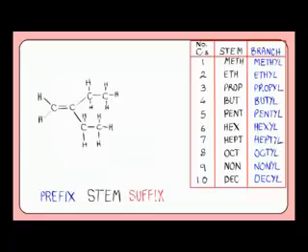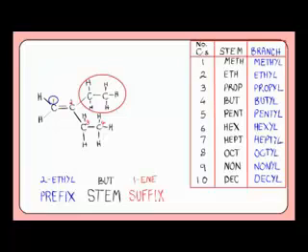Let's work through this example. The longest carbon chain is 4, so the stem is but. It has an ethyl group on position 2, which makes the prefix 2-ethyl. Now for the suffix, it has a double bond on carbon 1, so has the suffix 1-ene. Note, you state the carbon with the lowest number, so in this case you say 1-ene rather than 2-ene. So we have 2-ethyl but-1-ene.